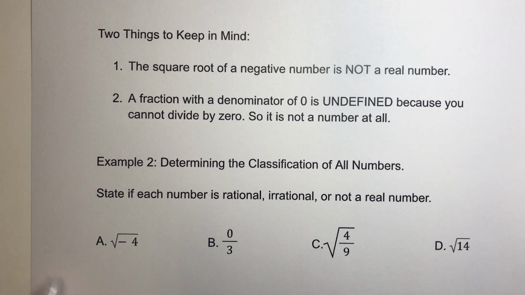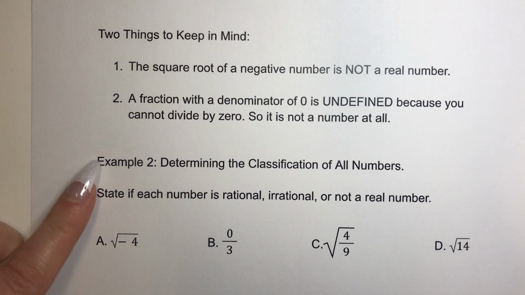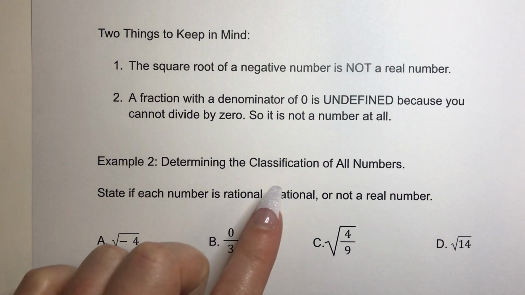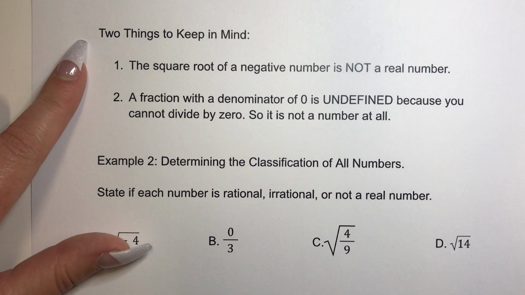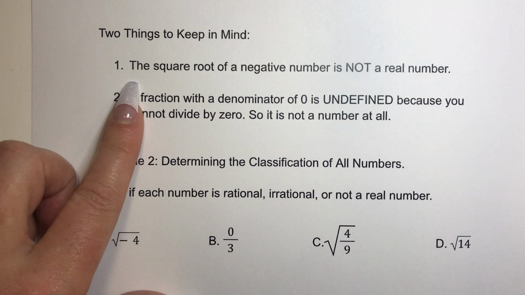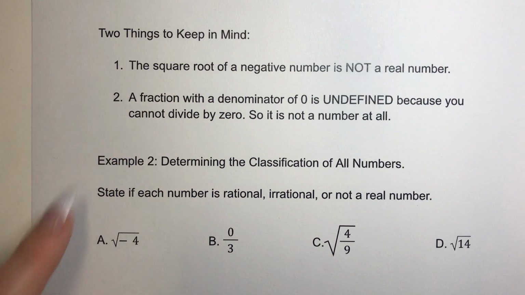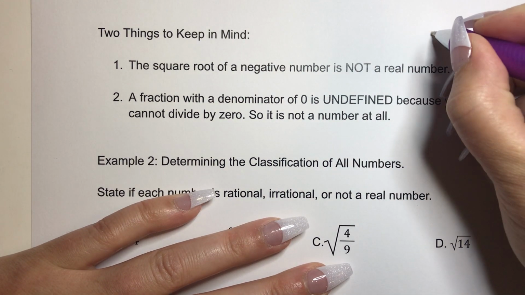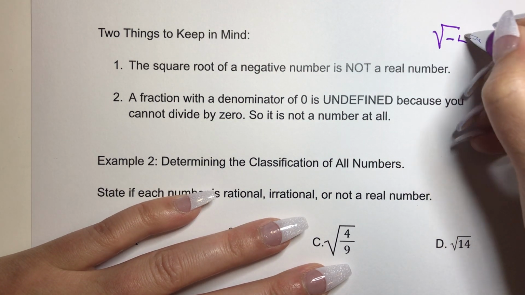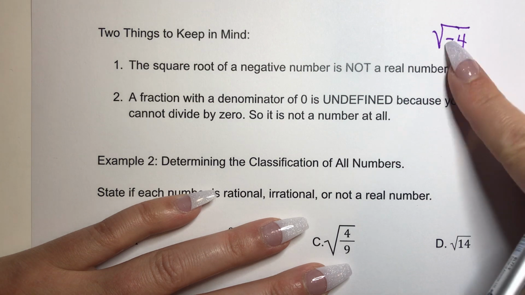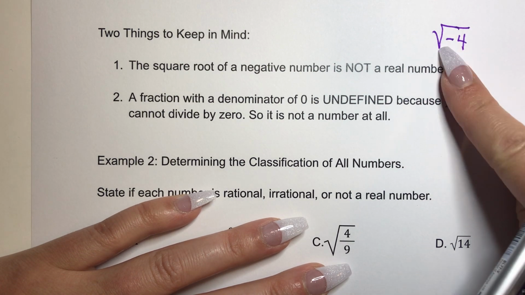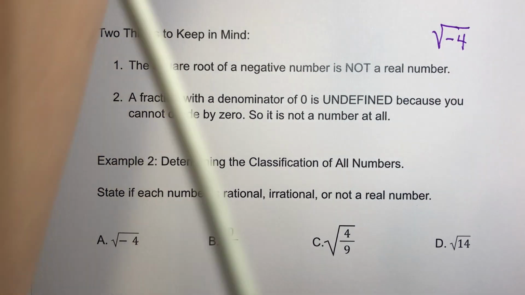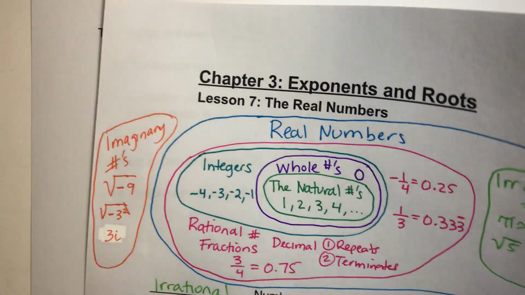Welcome back. Before we get started with example 2, determining the classification of all numbers, we're going to keep two things in mind. The first thing is that a square root of a negative number is not a real number. So we kind of talked about that. So let's say we have a square root of -4. Whenever there's a negative inside of a square root, it is not a real number. Remember, we kind of touched on it, right?